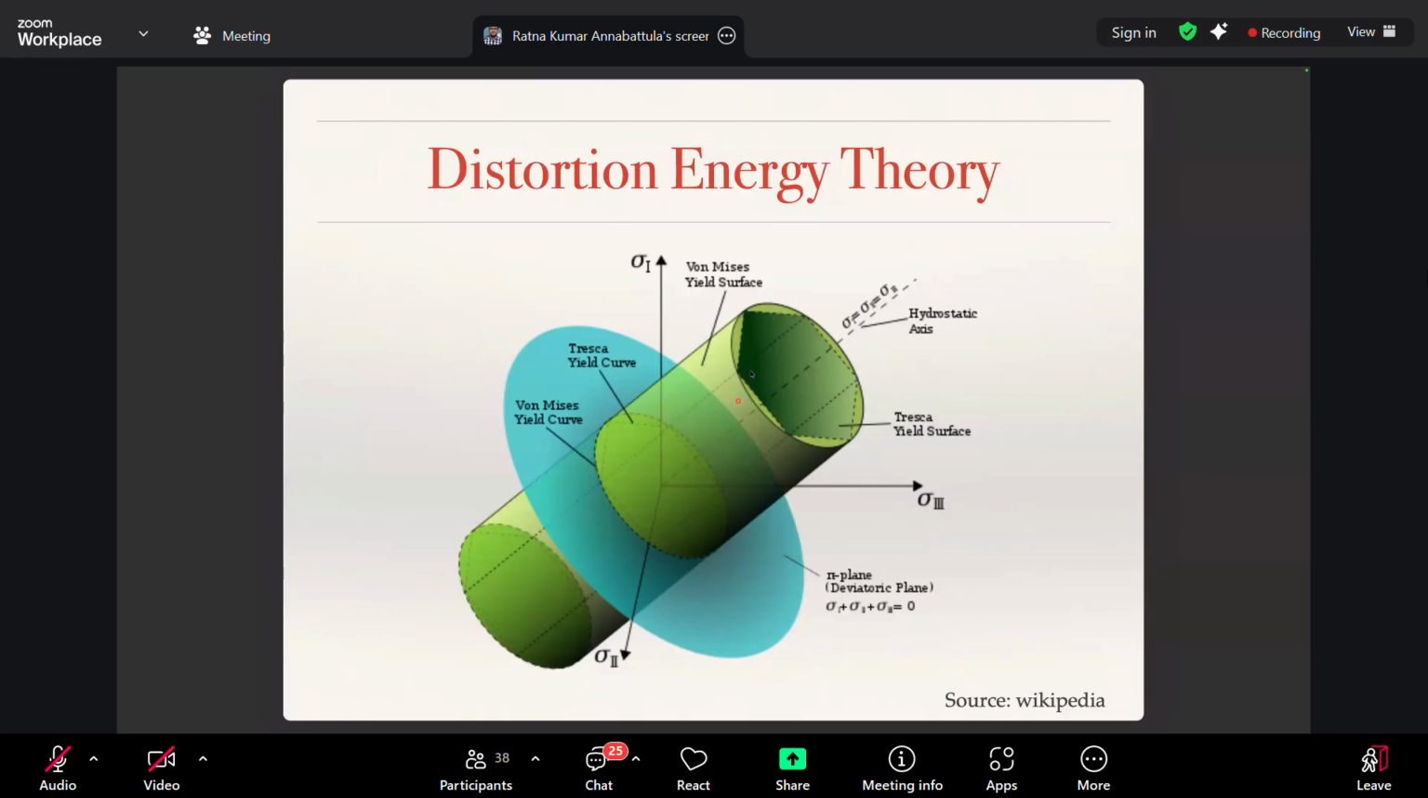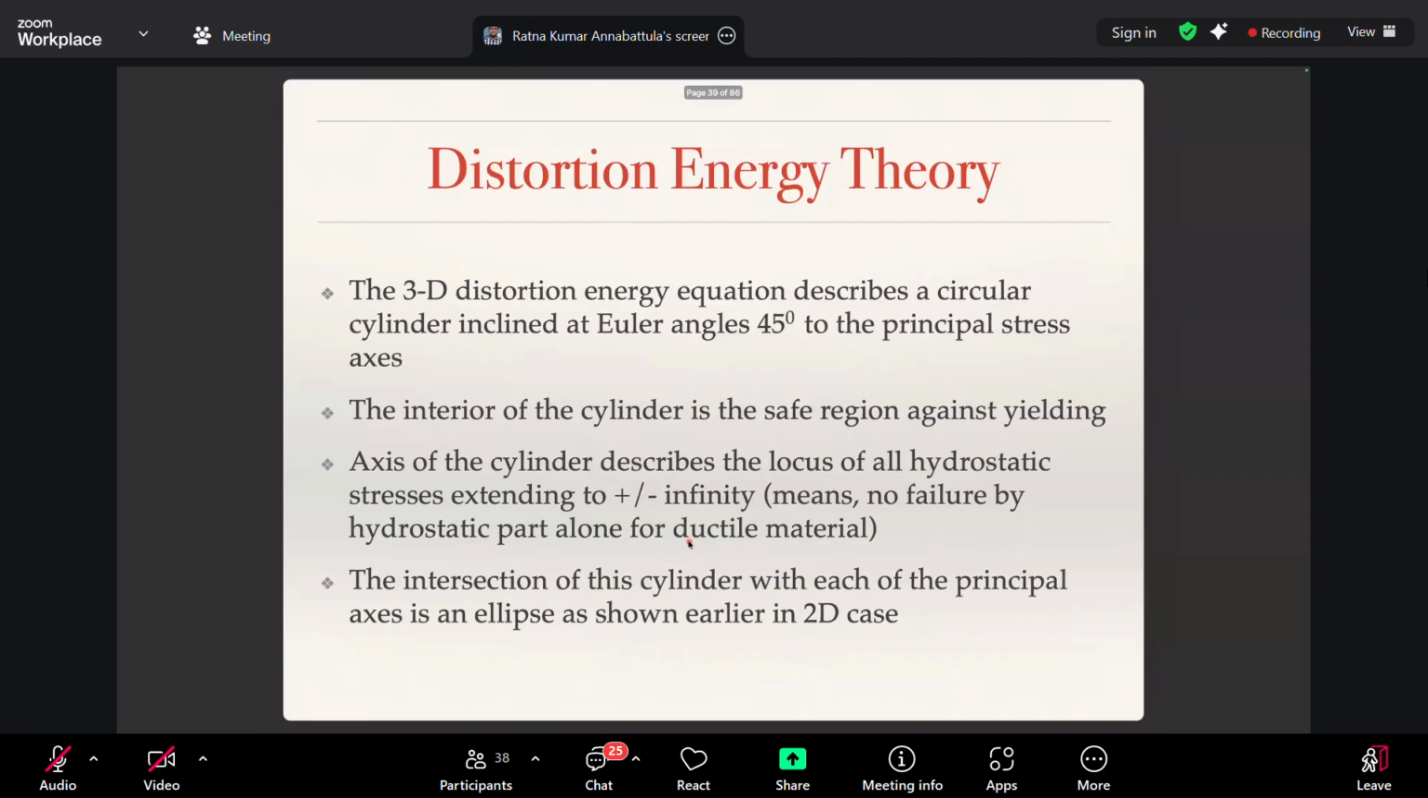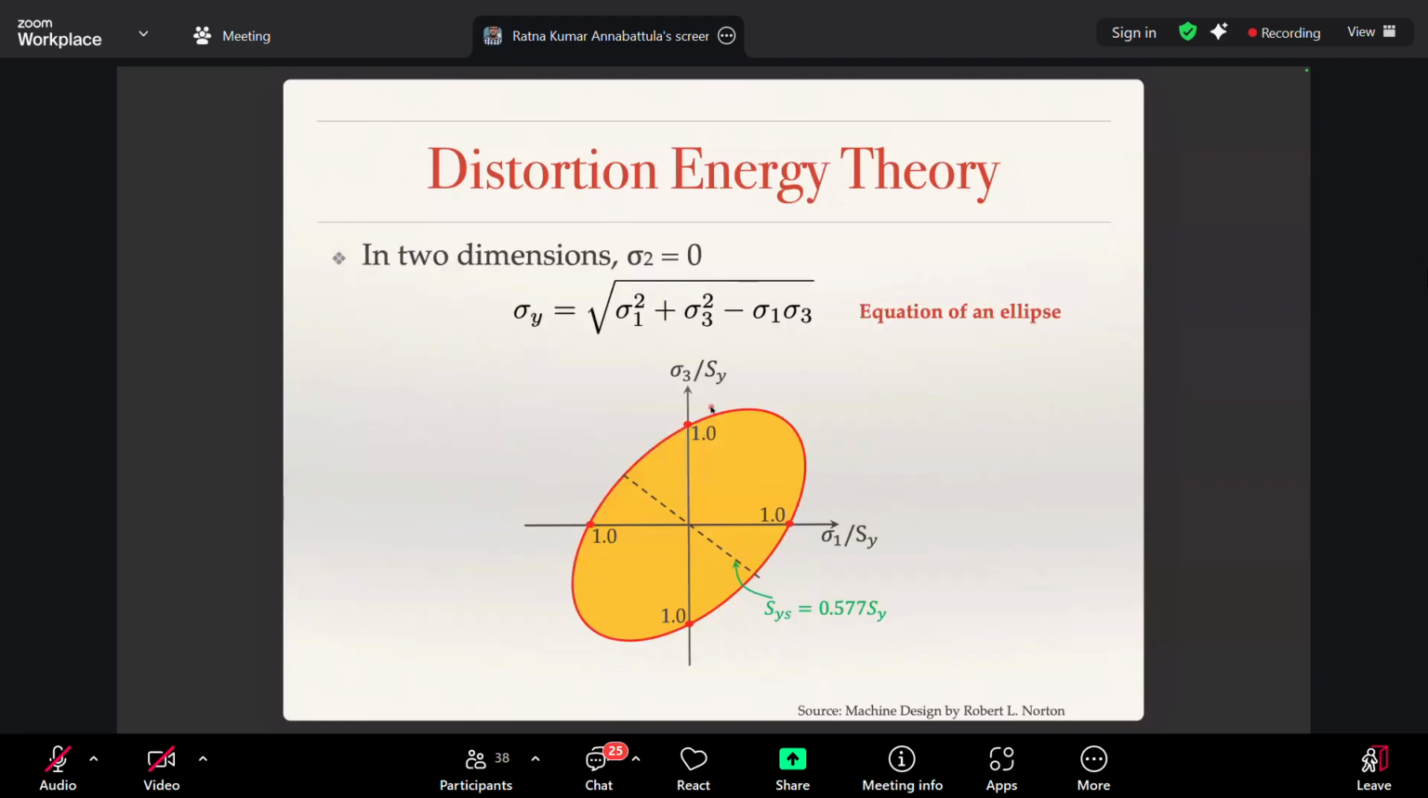And when you are talking about 2D, you cut any plane, then that will be an ellipse like that. If you cut this cylinder at a certain angle, because it's oriented at 45 degrees, suppose you are saying sigma 3 is equal to 0, you have to cut like this, then you will have an ellipse here, and that is what you are seeing here as an ellipse in the sigma 1, sigma 3 plane.